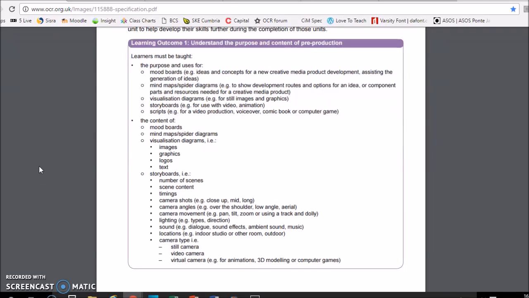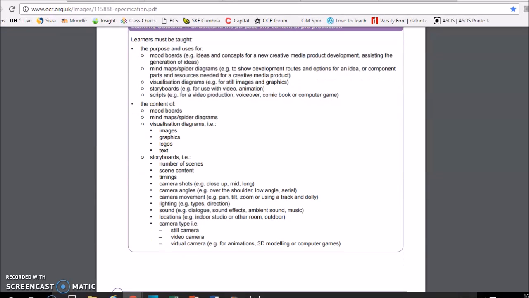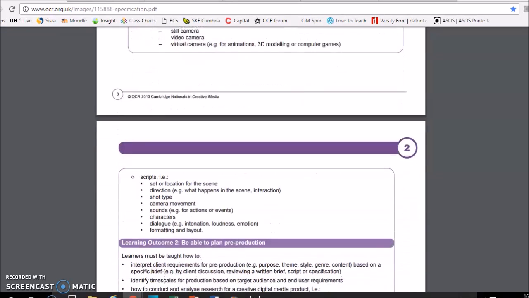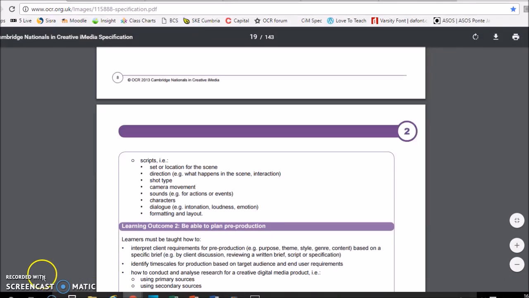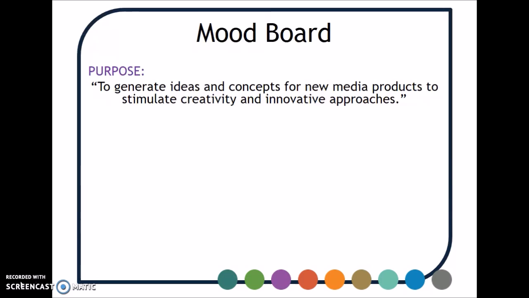And in the specification it is detailed what the purpose and use of each one is and the content of each one, some of which are more detailed. You've got the first 4 there and the 5th one on that page, so it's worth having a look at the spec and getting yourself familiar with that.